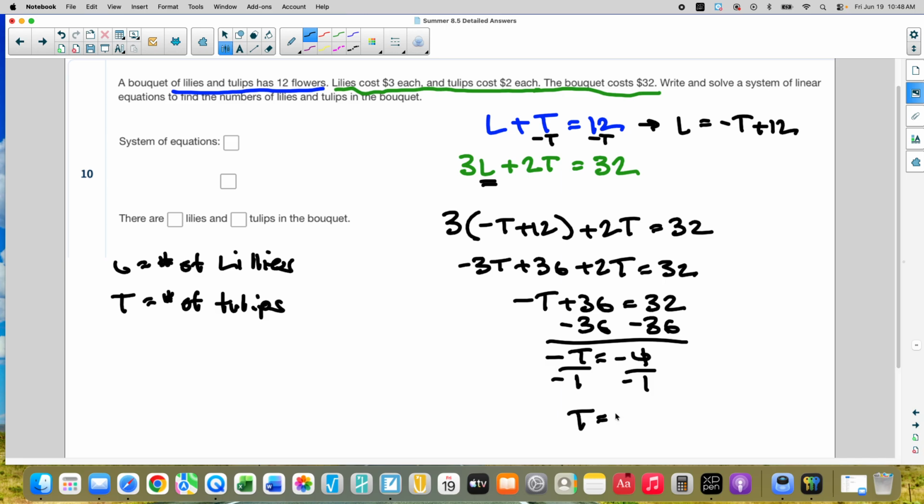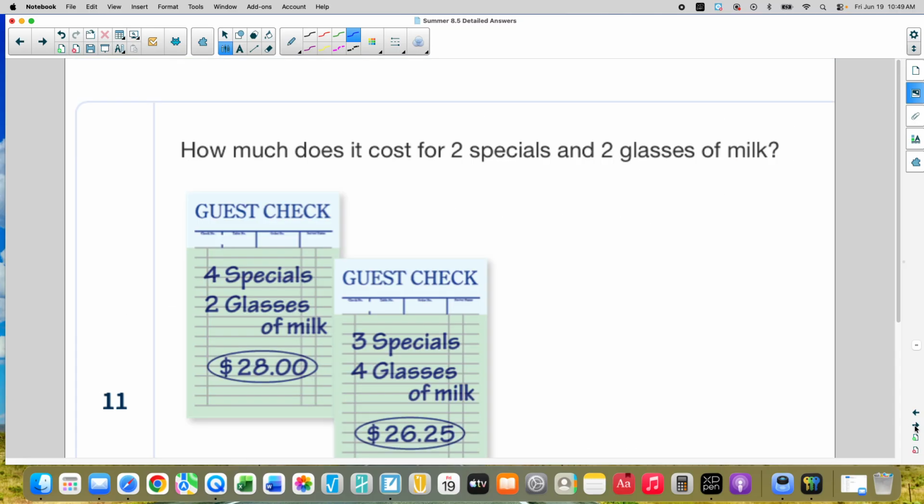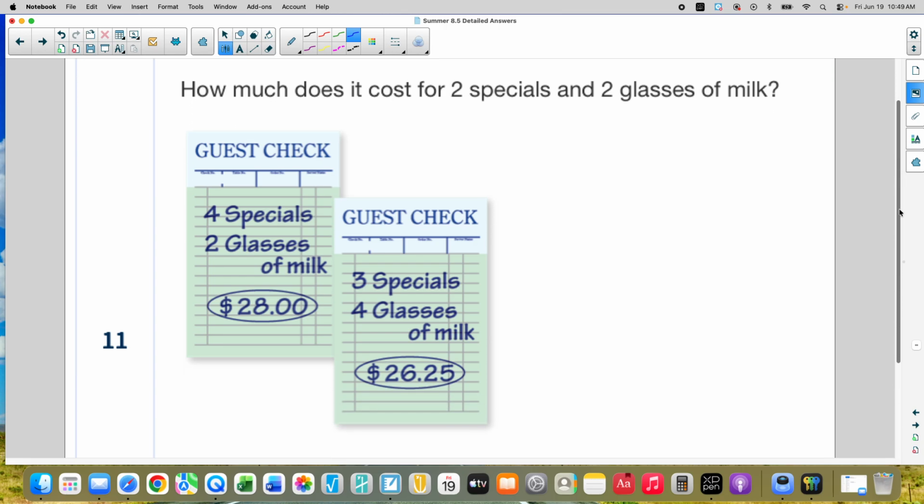There are 4 tulips. And then if I want to find lilies, I can go back up here. Lilies equals 12 minus the number of tulips, so lilies equals 8. And we have 8 lilies. Does 8 plus 4 equal 12? Yes. And if you plug them all back into the other equation, you'll get that it works. All right, good question. That is definitely a problem that you will see quite often.